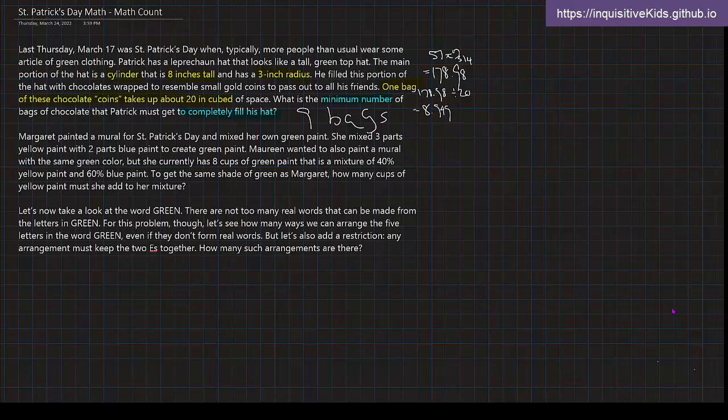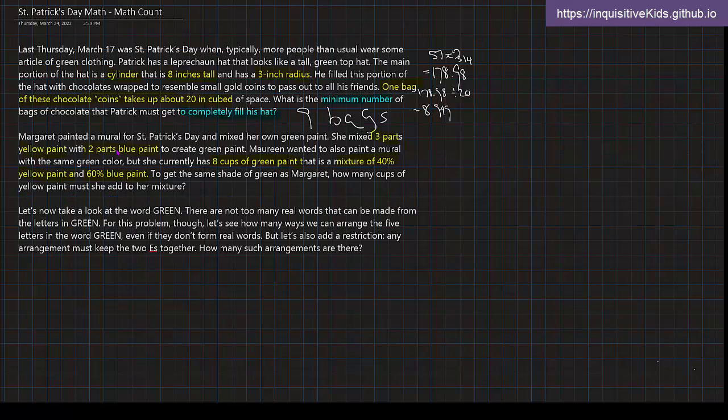Problem 2. Margaret painted a mural for St. Patrick's Day and mixed her own green paint. She mixed 3 parts yellow paint and 2 parts blue paint to create green paint. Maureen wanted to also paint a mural with the same green color, but she currently has 8 cups of green paint that is a mixture of 40% yellow paint and 60% blue paint. To get the same shade of green as Margaret, how many cups of yellow paint will she add to her mixture?